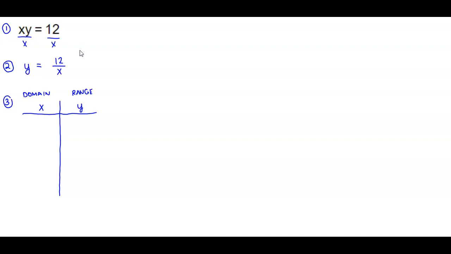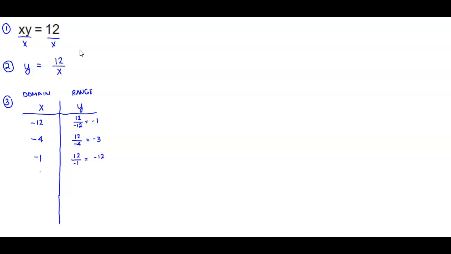Now, it doesn't matter which number you pick as far as negative values are concerned. Let's go ahead and pick -12 for x. If we plug in x to be -12, 12 divided by -12 is going to give us -1. If we pick -4, we have 12 divided by -4, which is going to give us -3. If we pick -1, we get 12 divided by -1, which is going to equal -12.